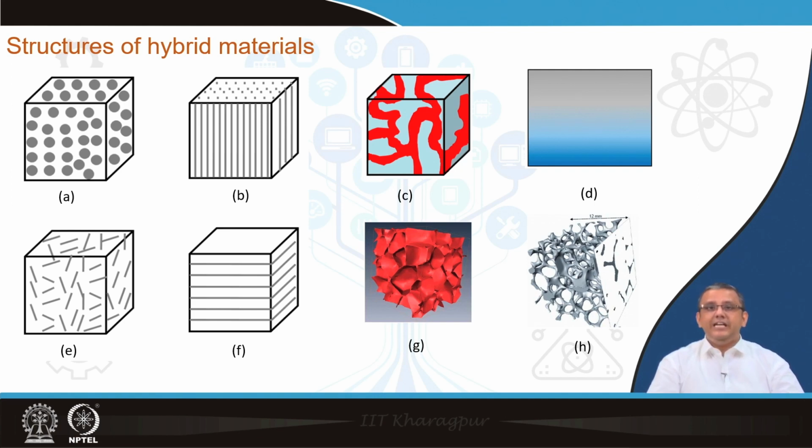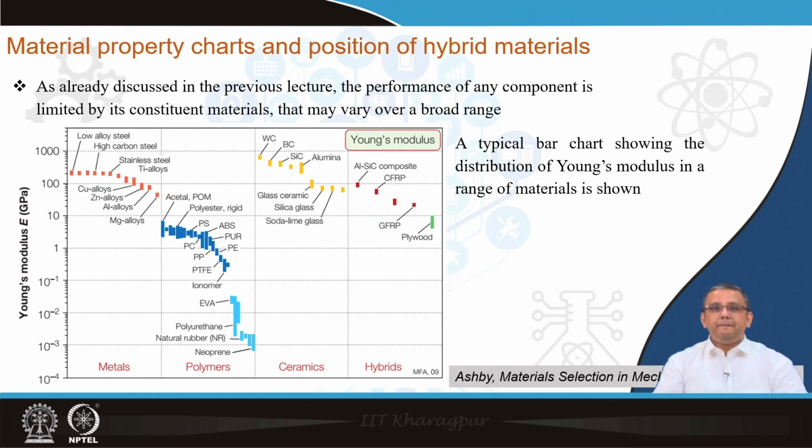Then image G shows a closed cell foam, where you can see the red walls, the cell walls and the cell faces. In image H, all the cell faces have been replaced with open windows, and you get an open cell foam.